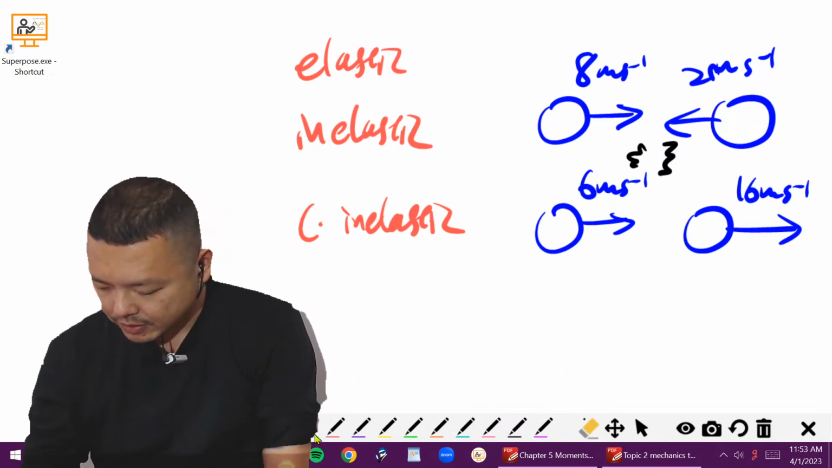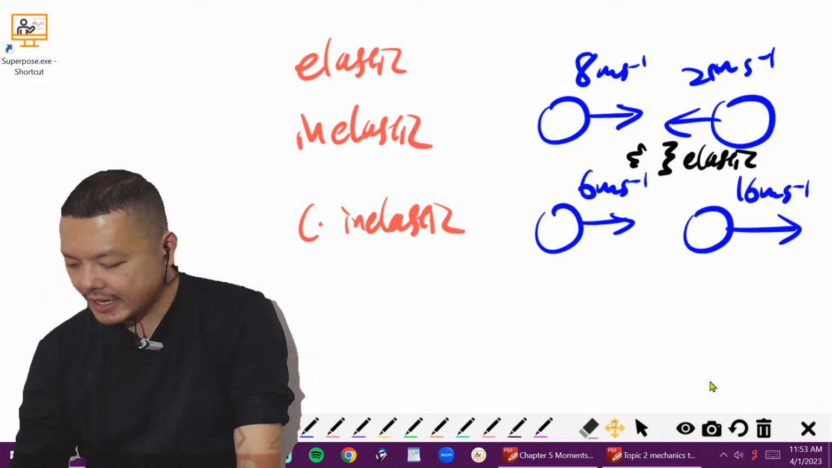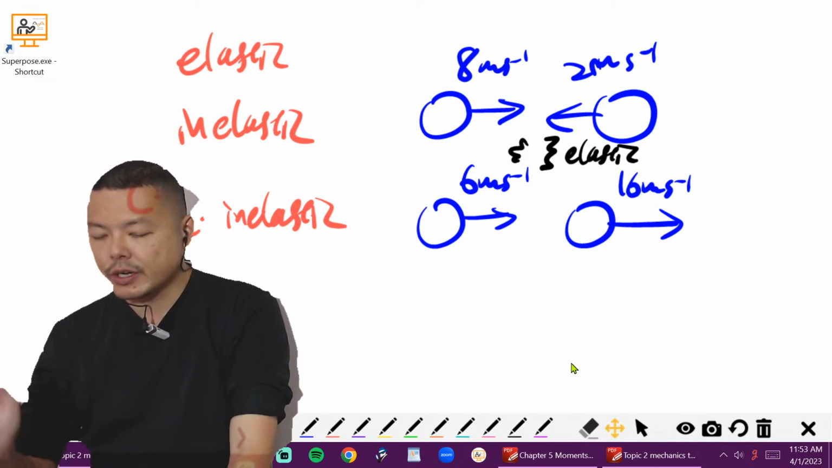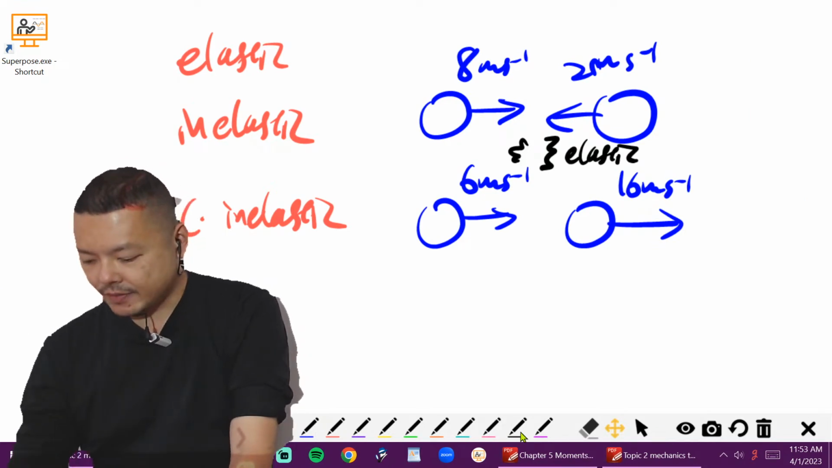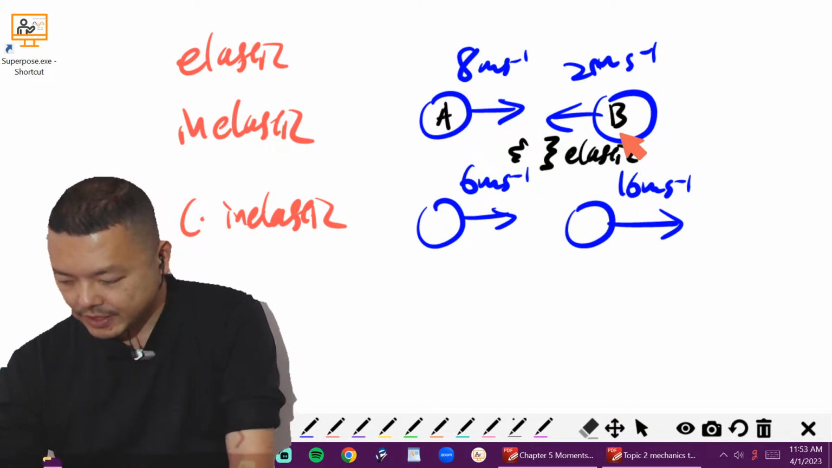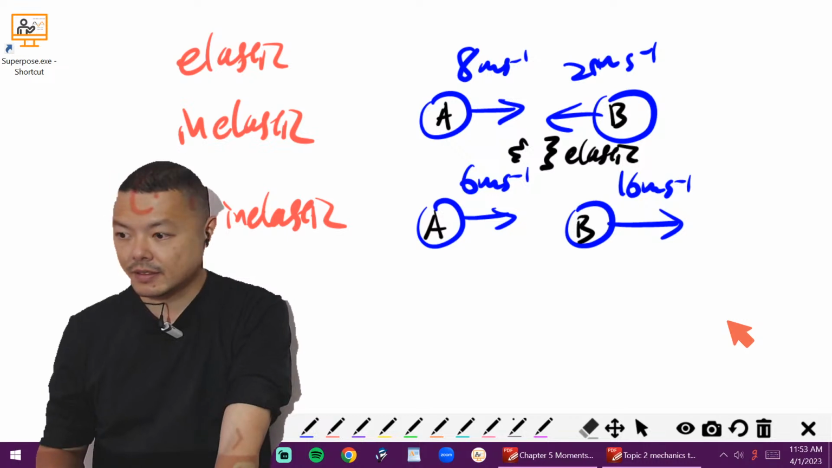So this one will be elastic, just simply looking at the velocities. Which one is more massive? Which object is more massive? I'm going to call this A, I'm going to call this B. Which one is more massive? A. A is more massive, right?